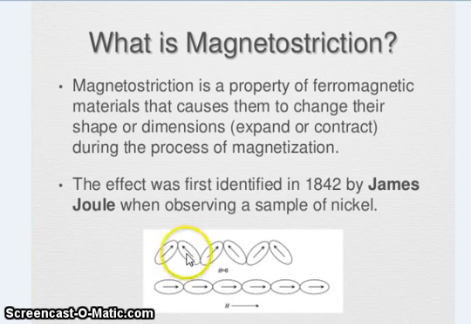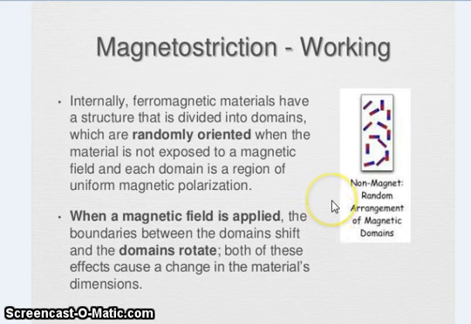Here you can see the domains are randomly oriented when the magnetic field is not applied in this diagram, and when the magnetic field is applied, the domains are aligned in the direction of the field. Right? Okay. Now how does magnetostriction work?